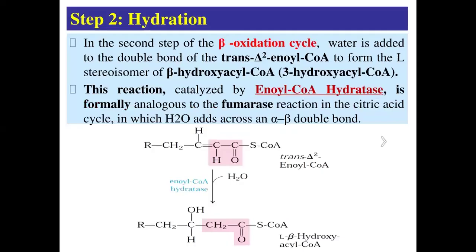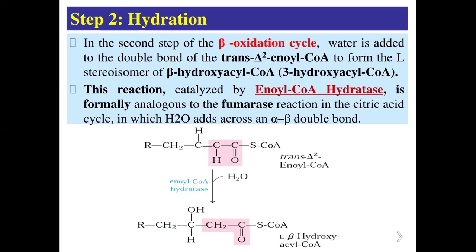Now in step 2, we have the second reaction in the beta oxidation cycle, where water is added to the double bond of the trans delta 2 enoyl-CoA to form the L stereoisomer of beta hydroxyacyl-CoA, or we call it 3-hydroxyacyl-CoA. And this reaction is catalyzed by enoyl-CoA hydratase, a reaction analogous to the fumarase reaction in the citric acid cycle.